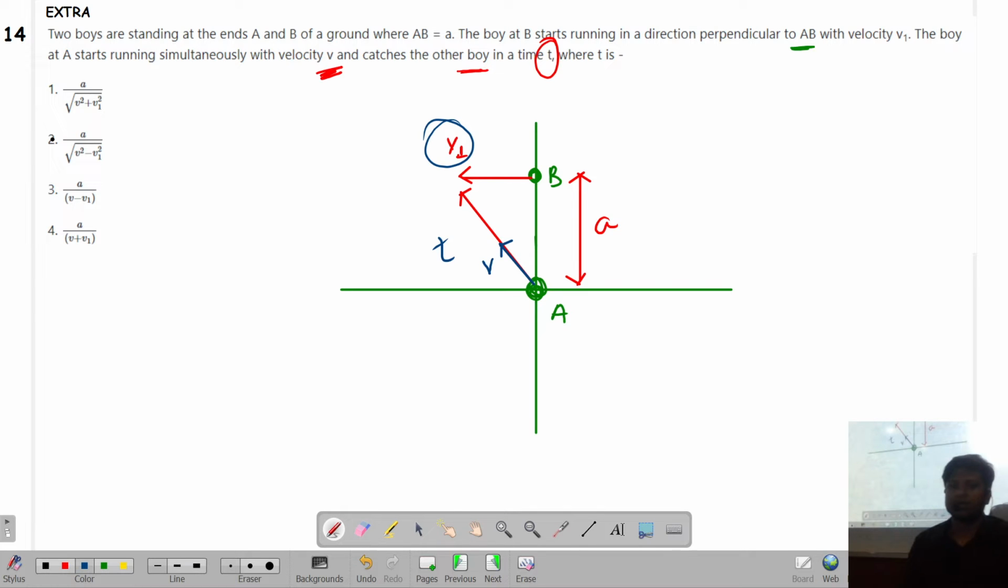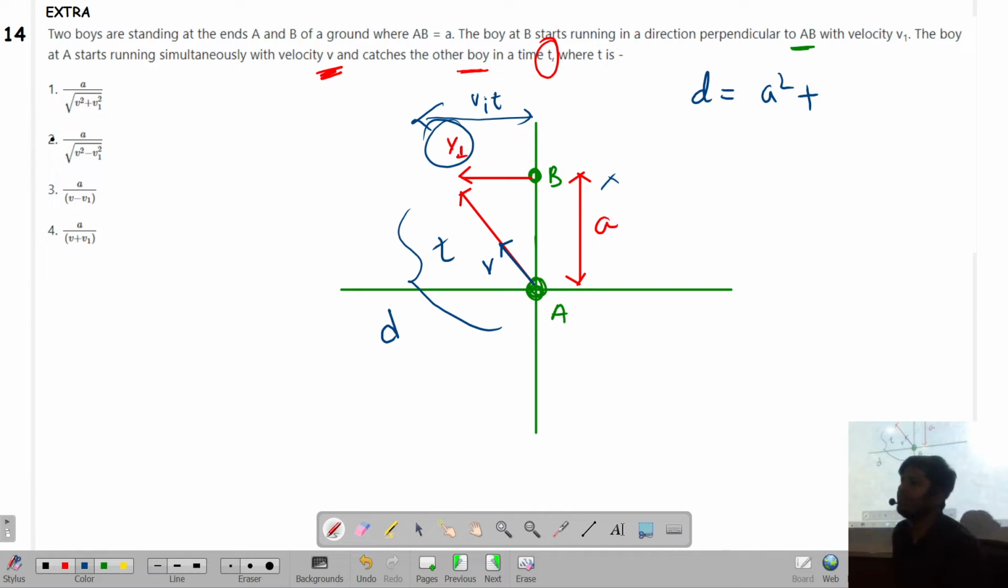So let's suppose the distance traveled by A is D. I can write my equation that D is equal to the square root of A square plus the distance traveled by B, v1 into time t. Tell me yes or no? Again, it is a case of catching. So time traveled by A and time traveled by B will be similar or not?